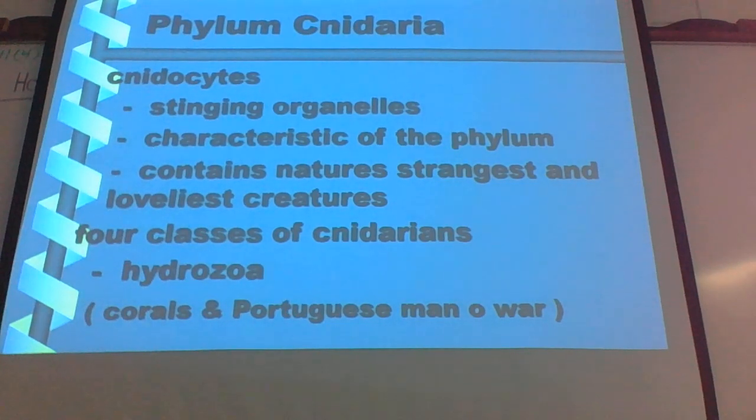So here again, you're going to have three classes. It says there's four, but we only discussed three of them. There's your first one, class Hydrozoa. Now you might be thinking to yourself, we just kind of discussed corals. Well, these animals do something that's kind of significant that doesn't occur very often through the animal kingdom.